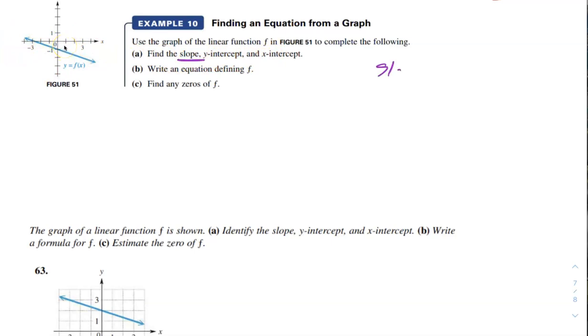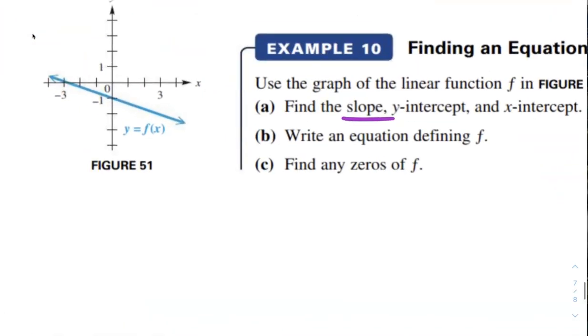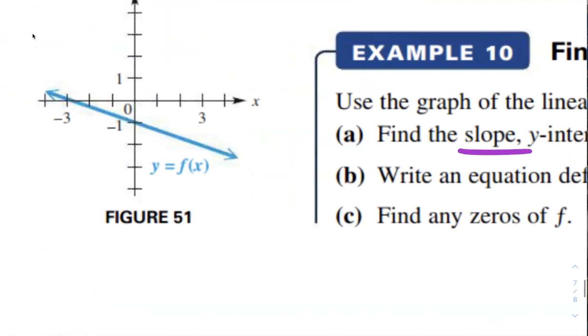Find the slope. The easy way to find slope is always the same. Find 2 points and then either do the formula or do rise over run. Either way, you have to find 2 points. You want to find 2 places that cross nicely. If you look at our graph, I'm gonna zoom in. I'm gonna use this point, (-3, 0), and this point, (0, -1).